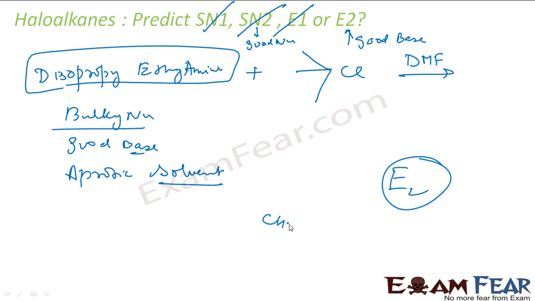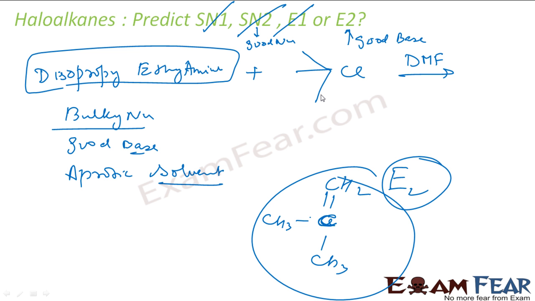Somewhere it will be something like this. It will be carbon here, it will be a double bond here, this will be the output. Some elimination will happen by one of the beta carbons. This is the alpha carbon, there are 3 beta carbons. Correct.